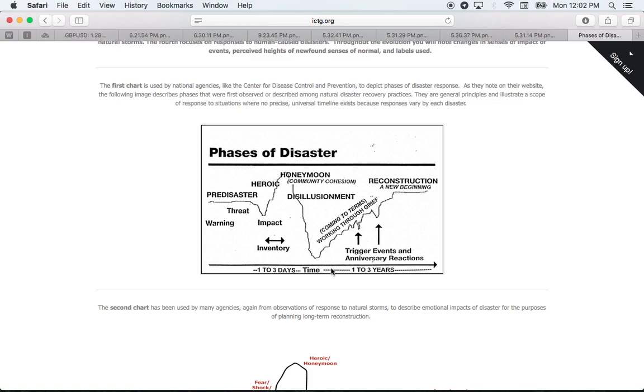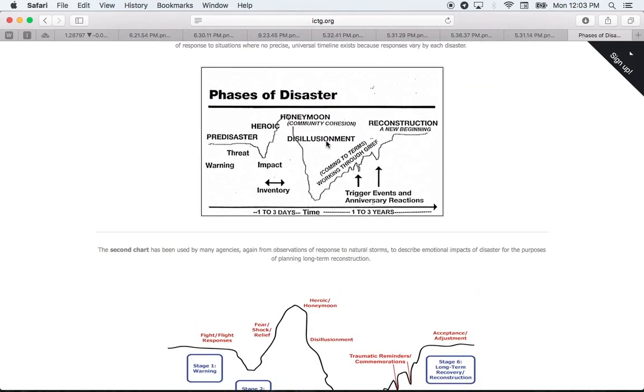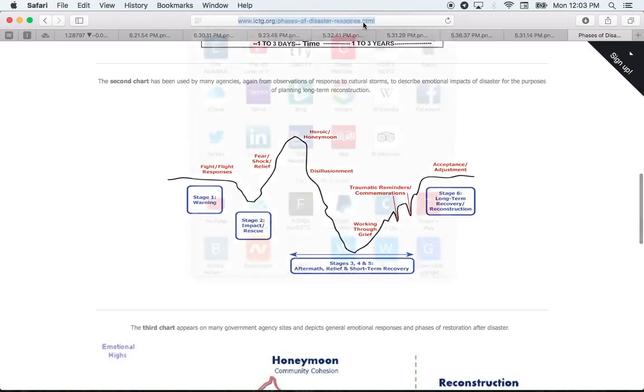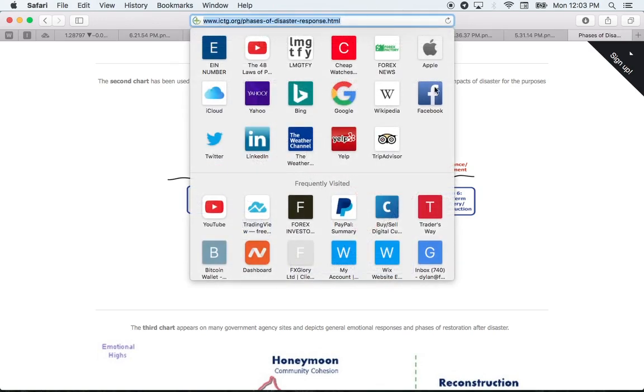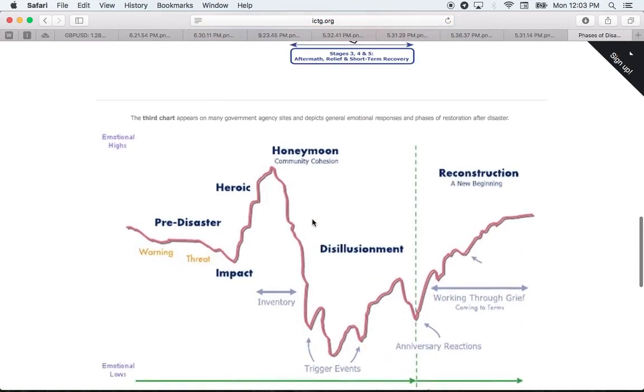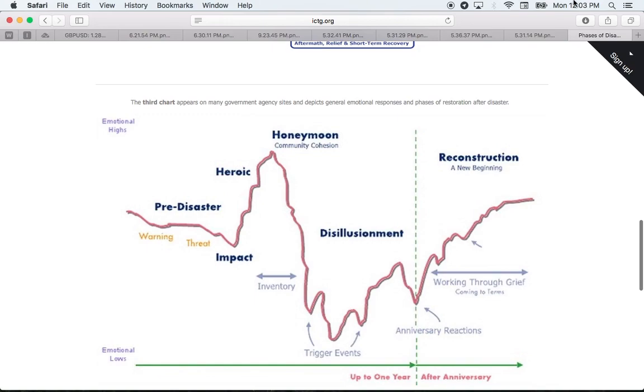On Wednesday is all the high impact news for the week. Most of the time on Wednesday, we have tons of high impact news, more than any other day. Wednesday and Thursday. This isn't a coincidence. It's to complete this cycle, this structure, as fast as possible. And they will do it through high impact news events. You can go on here to see for yourself, ict.org/phases-of-disaster-response.html. Check it out, you guys.